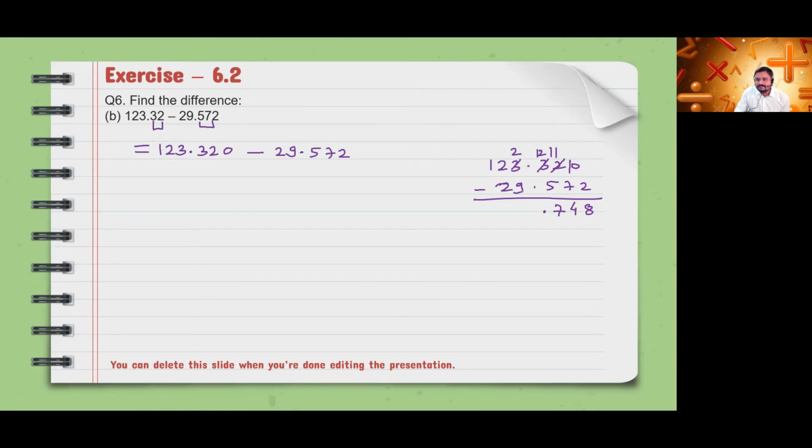Okay, next 2 minus 9 we cannot do, so here it will come 1. This will become 12, so here it will become 3. Now 1 minus 2 again we cannot do, so this will become 0 and this will become 11. So 11 minus 2 is 9. 93.748 will be the answer.